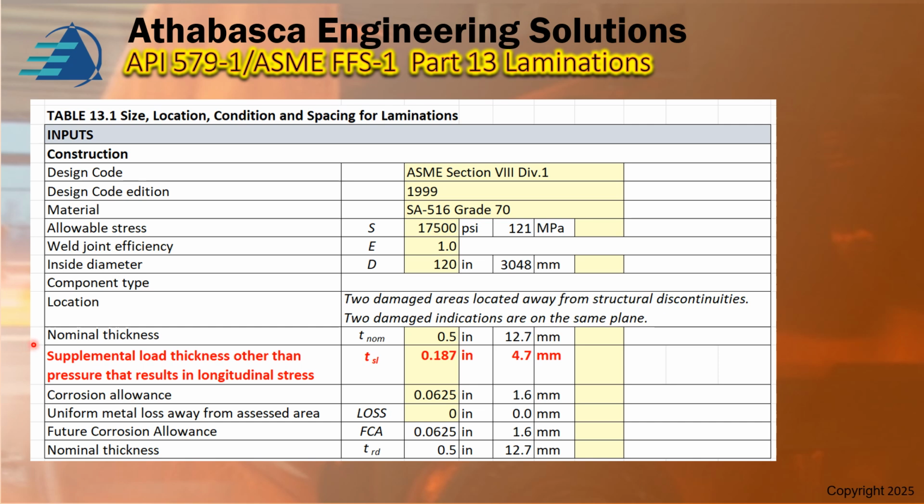What's different from the previous videos is that we've added something called a supplemental load thickness. That's a trick that can be used to identify supplemental loads, where we just create an equivalent thickness. In this problem, we've been given a thickness of 0.187 required to deal with the supplemental loads. And the rest of the values here we talked about earlier in this video.